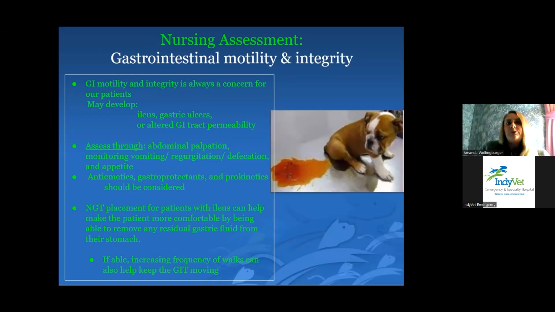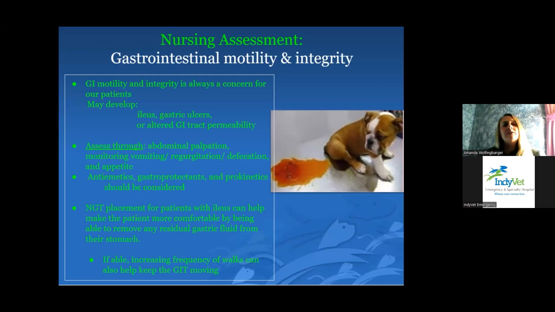And then for our GI motility and integrity, we are always concerned about that, especially with our canine patients. Their shock organ is their GI tract. So any little bit of stress, even just being hospitalized, can cause their GI integrity to not be appropriate. So they can get gastric ulcers, they can have ileus, which is super uncomfortable, or just their altered GI tract permeability.